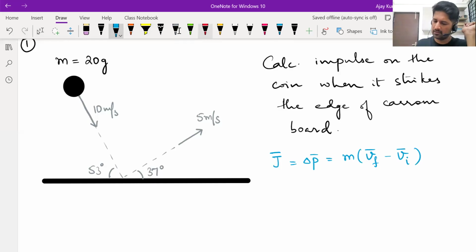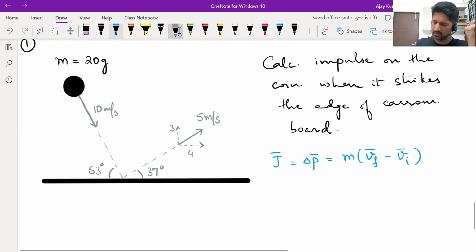Can one of you tell me how to write this final velocity 5 meters per second in terms of i cap, j cap? How much will its x component be? Four i cap, sir. The angle it makes with x-axis is 37 degrees, so it will be 4 i cap. And y component? With x-axis, if it makes 37, with y-axis it will be making 53. How much will the component be? 3 j cap, sir.